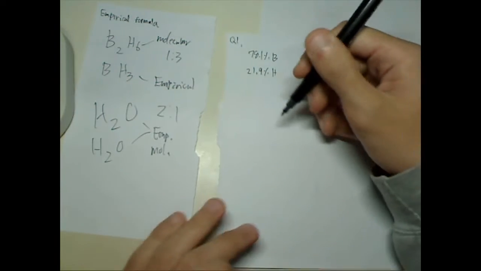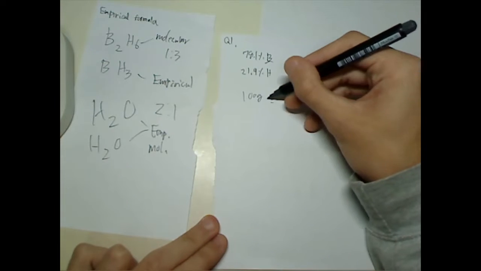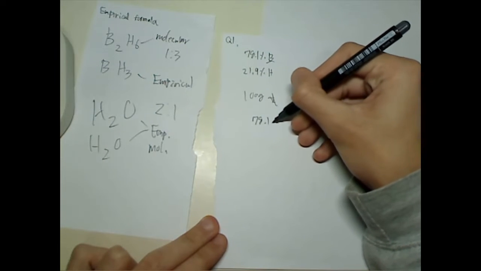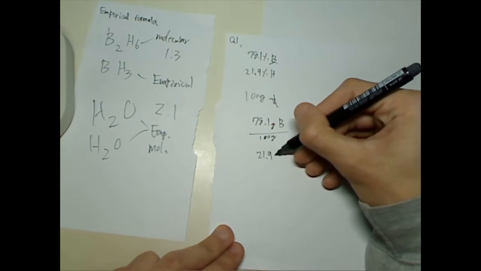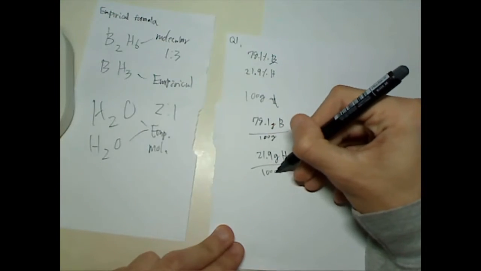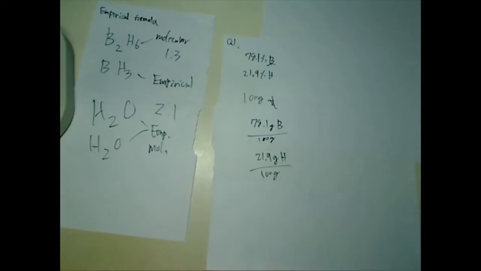First step is we're going to assume that we have 100 grams of this substance. This just makes it really easy for us to calculate percentages because it's 100 grams, so it'll be really easy to work with. So let's say we have 100 grams. Of those 100 grams, what percent of them is boron? B, 78.1%. So that just means we're going to have 78.1 grams of boron out of the 100. Same goes for hydrogen. We'll have 21.9 grams of hydrogen out of that 100. So that's the first step, pretty easy. We just find how many grams of each substance we have.